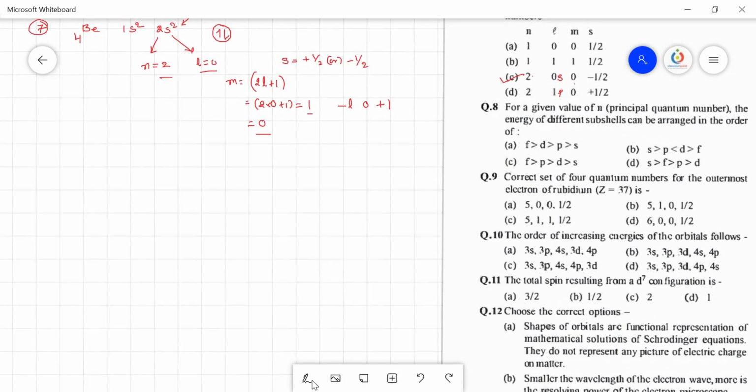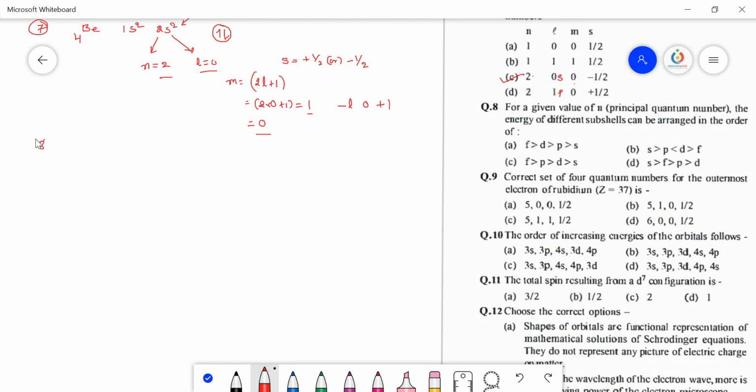Question number 8. For a given value of n, principal quantum number, the energy of different subshells can be arranged in the order of. So for any particular shell, f orbital energy is more than the d orbital, which is more than the p orbital, which is more than the s orbital, because s orbital is close to the nucleus. Next p orbital comes, next d orbital comes, next f orbital comes. When you go away from the nucleus, the energy of the orbit and orbital both increases. So option A is correct.